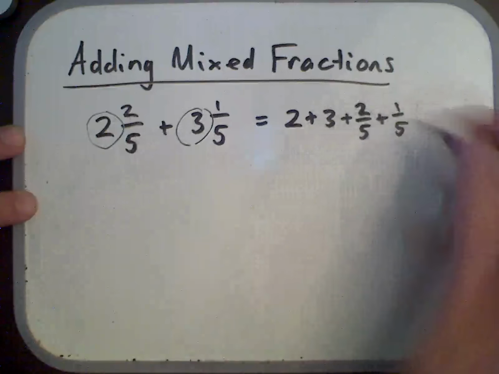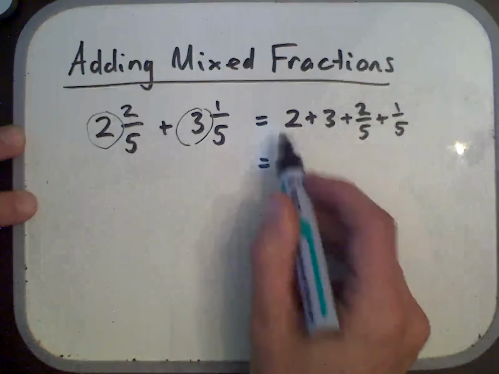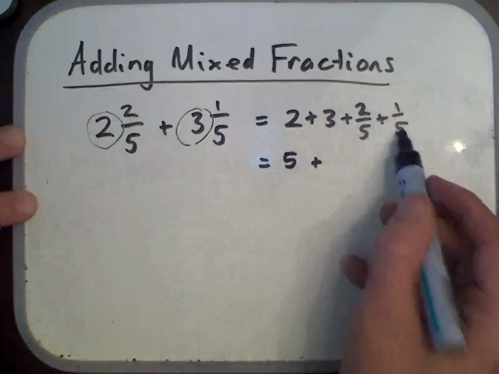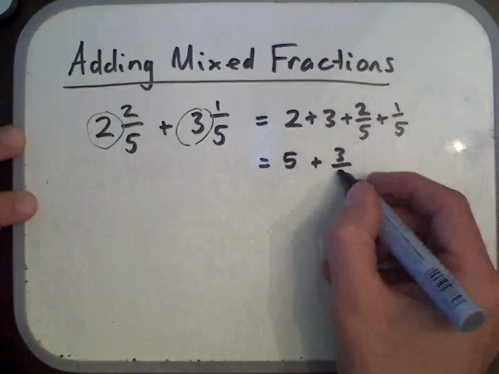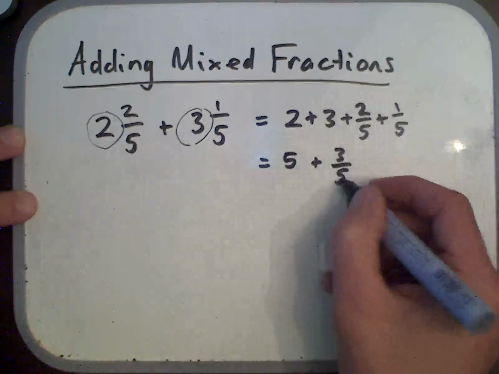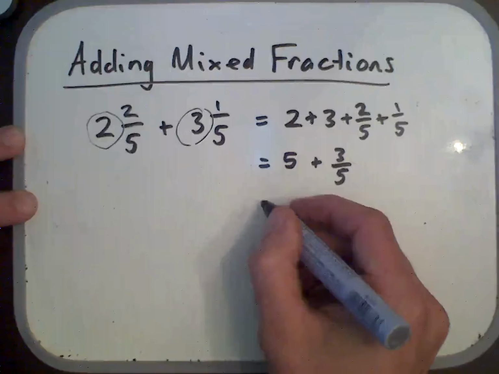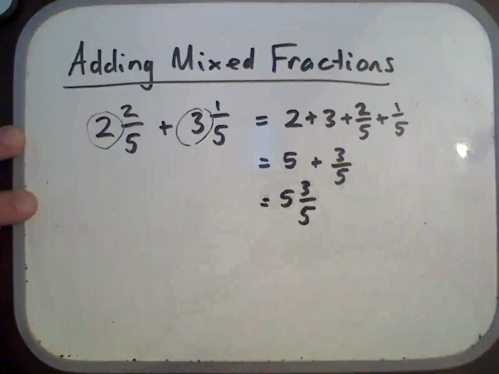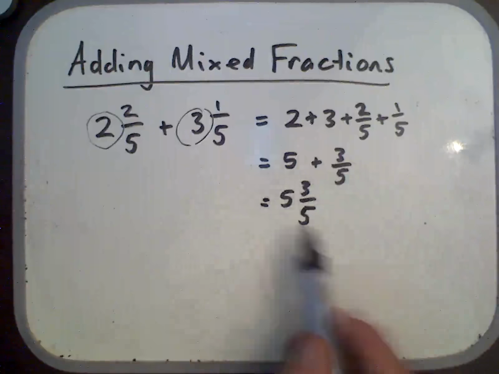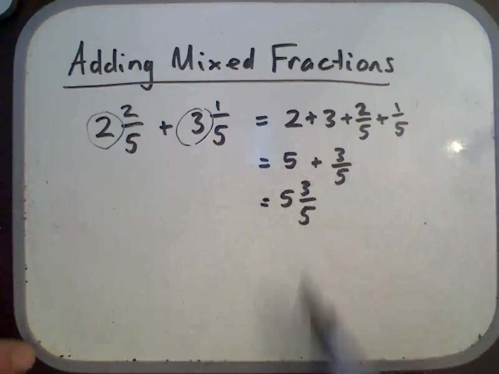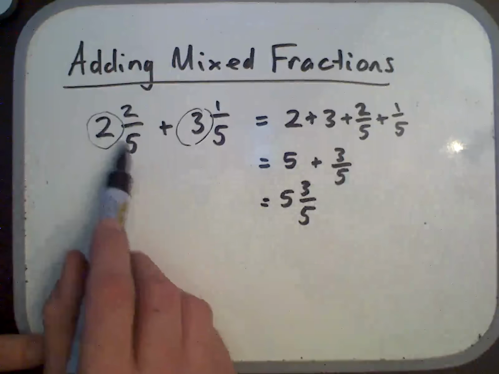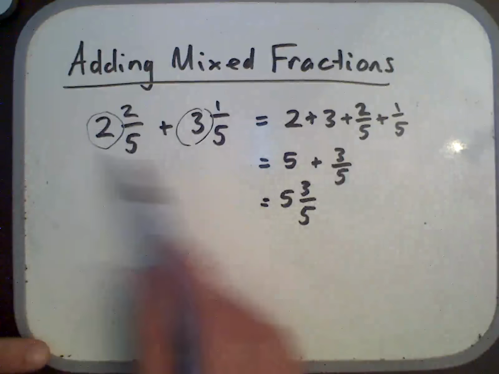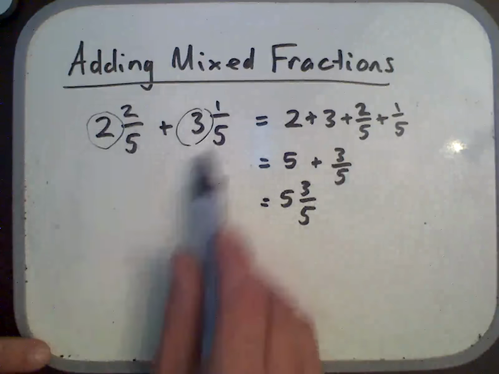that. So now what we have is 2 plus 3 is 5, plus 2 fifths plus 1 fifth is, remember again, 3 fifths. The bottom number doesn't change. Now 5 plus 3 fifths is simply 5 and 3 fifths. That's one strategy of working out our mixed fraction, or adding mixed fractions. Now we could have changed our mixed fraction to an improper fraction, right? But in this case, it's no point in doing this.